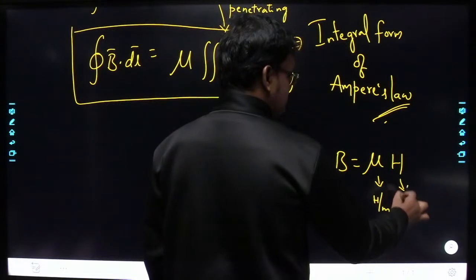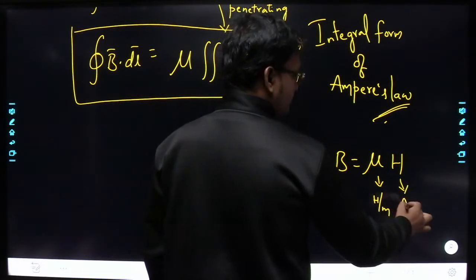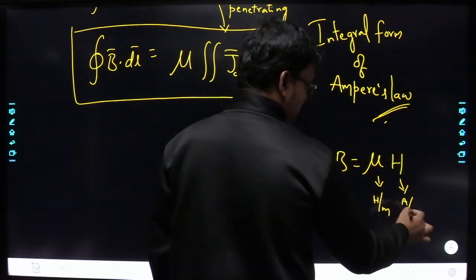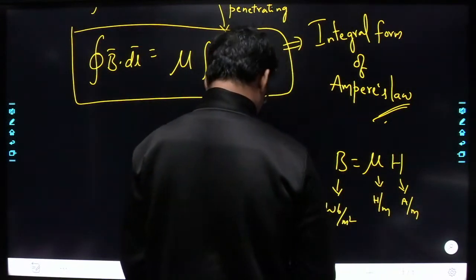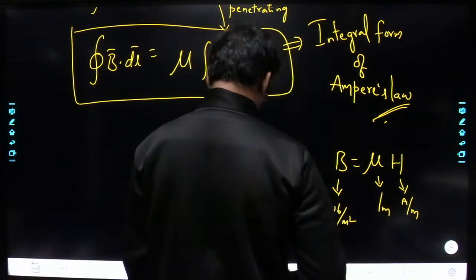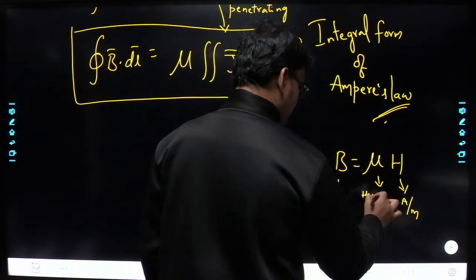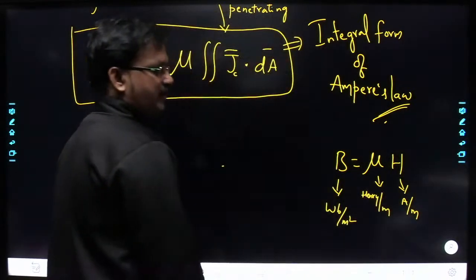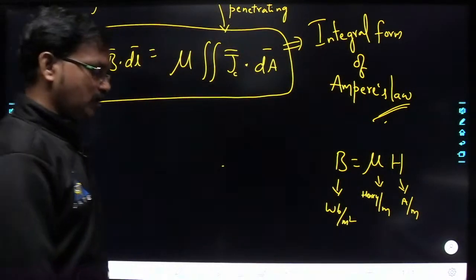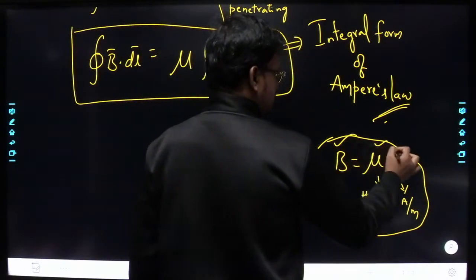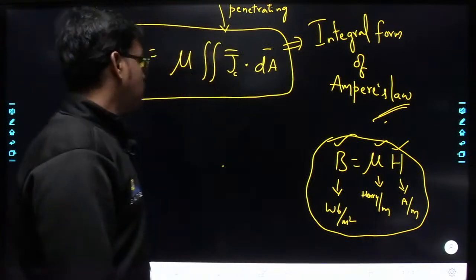And what are the units of H, that is, the magnetic field intensity? The units of H are ampere per meter, right? So for mu it is Henry per meter, and for H it is ampere per meter. These are the units of these parameters. Understood? Okay.